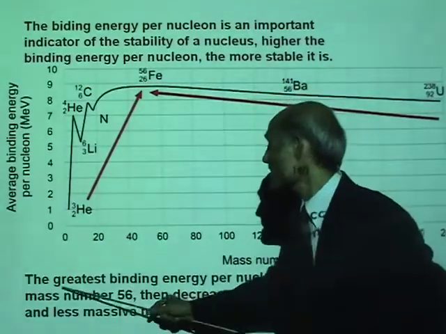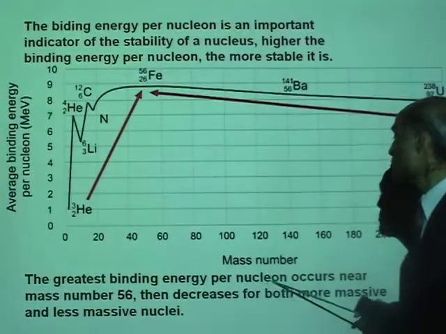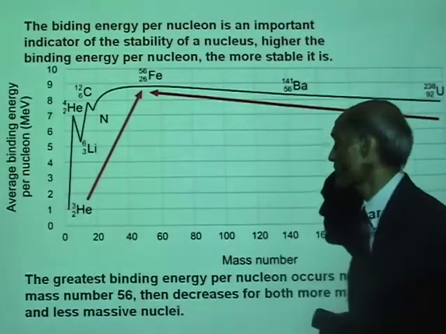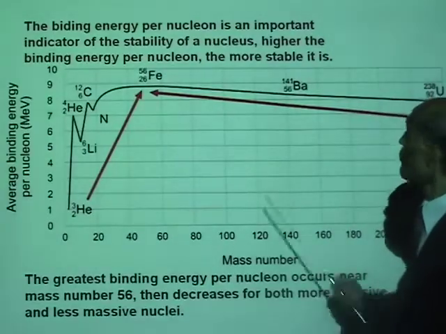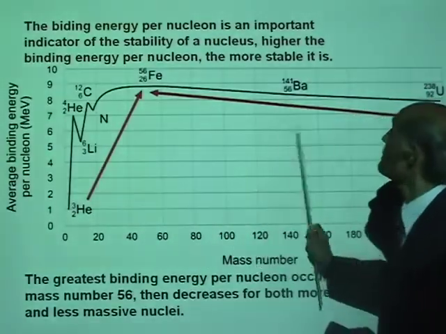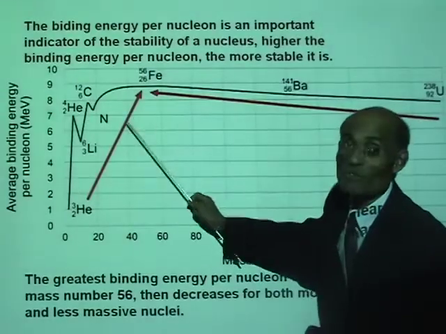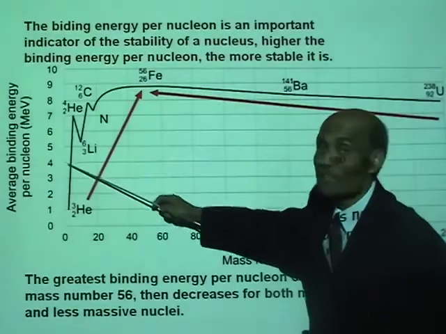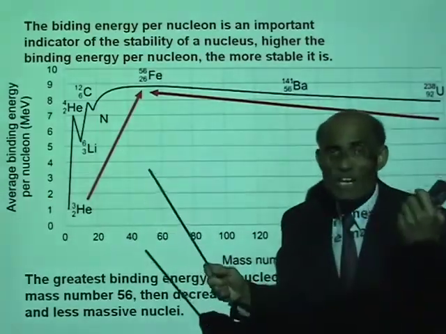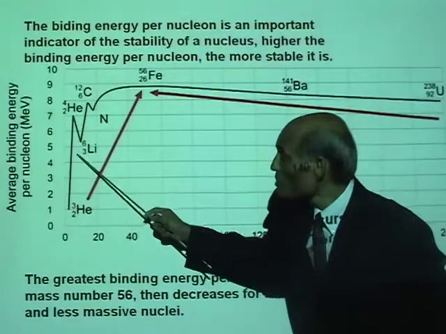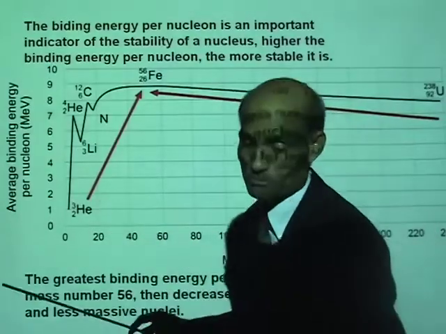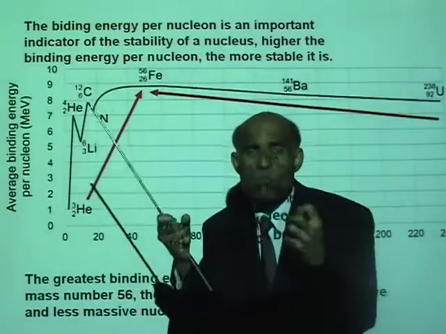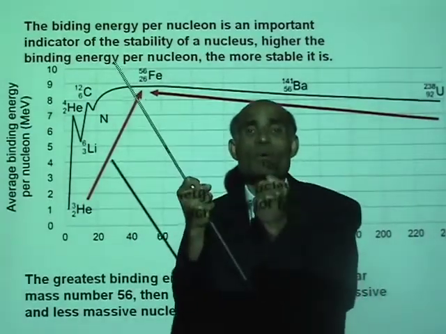Alright. The greatest binding energy per nucleon occurs near mass number 56, then decreases for both massive elements and light elements. So binding energy per nucleon decreases to the left. As the elements become lighter and lighter, the binding energy per nucleon decreases. So tell me, if these lighter elements want to become more stable, what should they do?